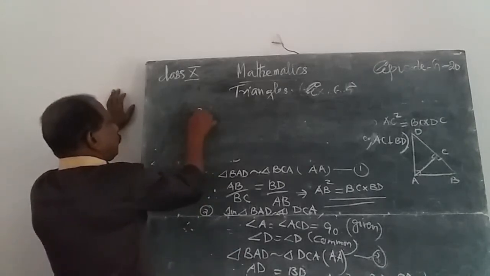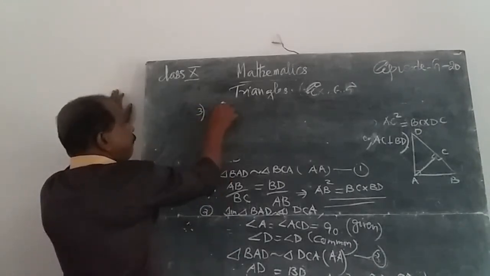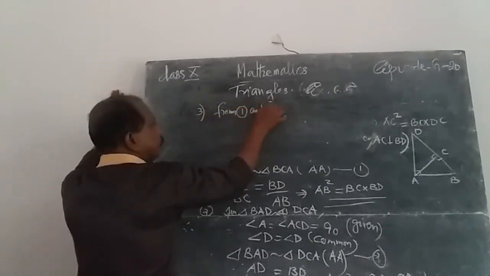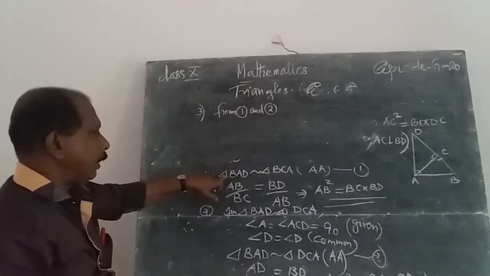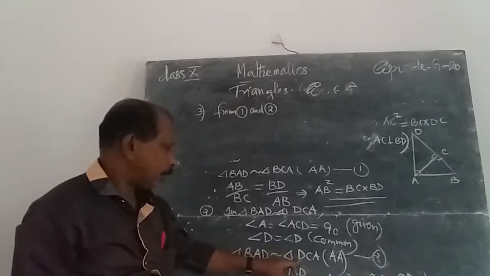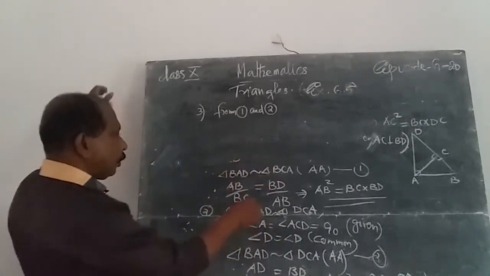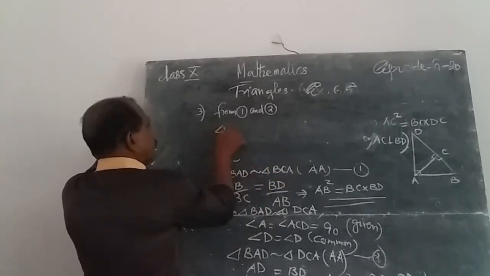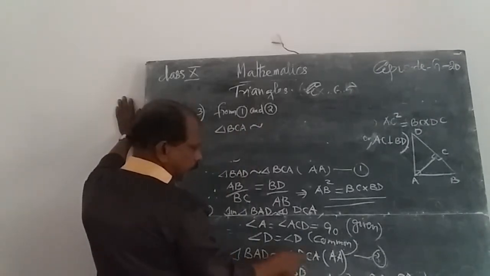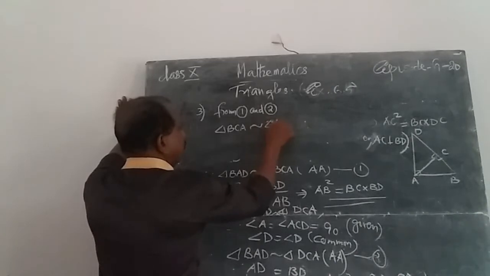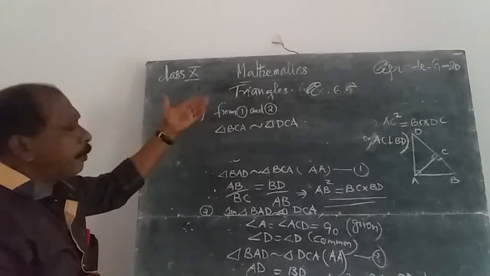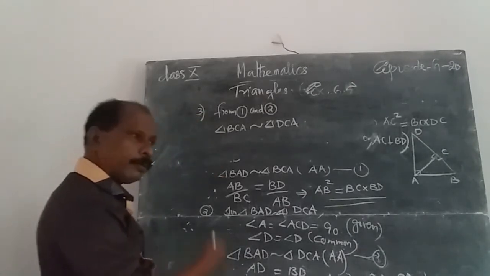For the third question, number 3. From equations 1 and 2, triangle BAD is similar to triangle BCA, and triangle BAD is similar to triangle DCA. From 1 and 2, triangle BCA is similar to triangle DCA. That is the reason.